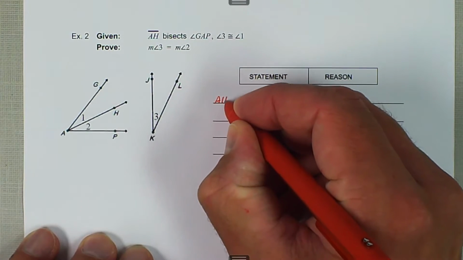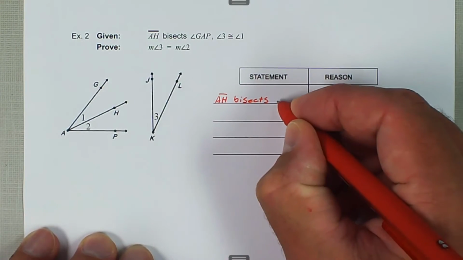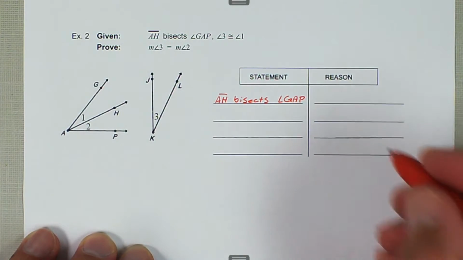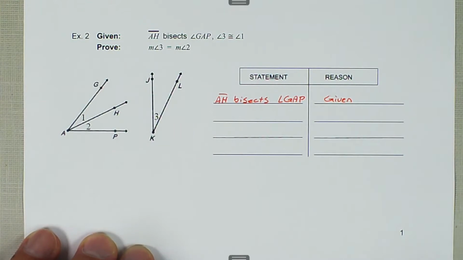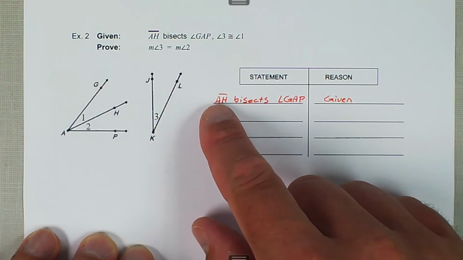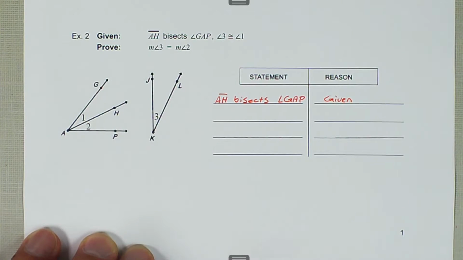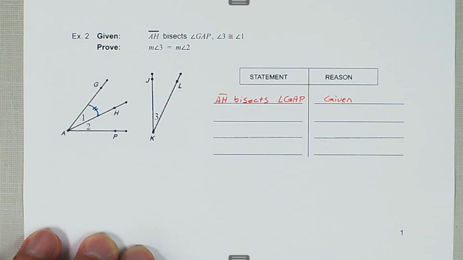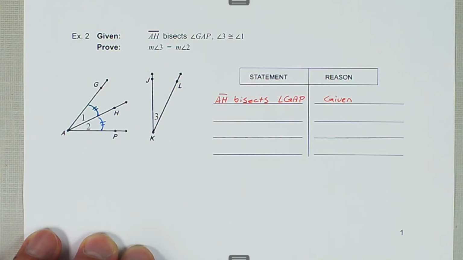So line segment AH bisects angle GAP, and the reason we can write that down is given. If line segment AH bisects angle GAP, then what we know is that angle 1 is congruent to angle 2. So I'm going to mark that on my drawing.